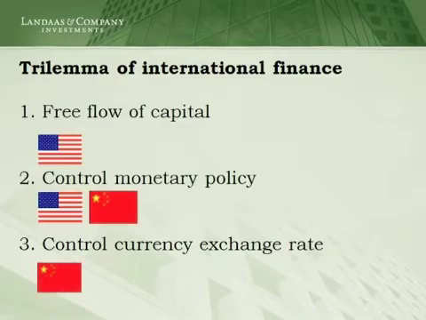By contrast, look at China. They don't allow free flow of capital, so if they're not careful about assigning artificial values to their properties, they're going to create the mother of all asset bubbles. They certainly control their currency, they peg it, and they certainly control their monetary policy.